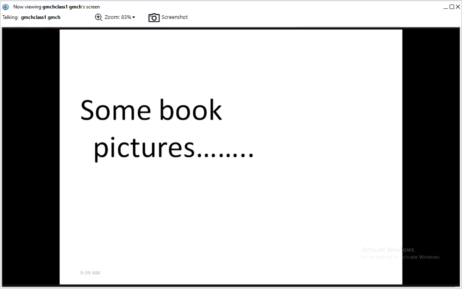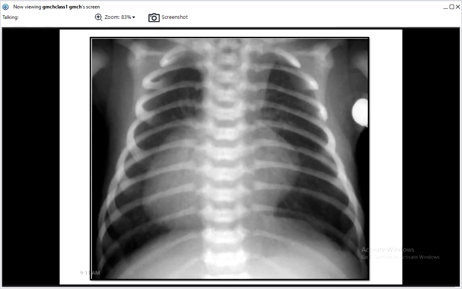Coming to some other book pictures of the X-ray chest, which we'll be discussing. So what can anybody say, what is this? We are not able to interact much, so this is okay. I'll keep on telling you.